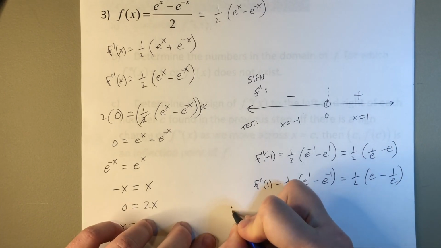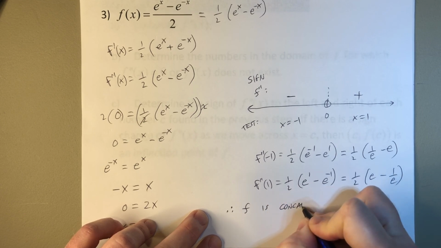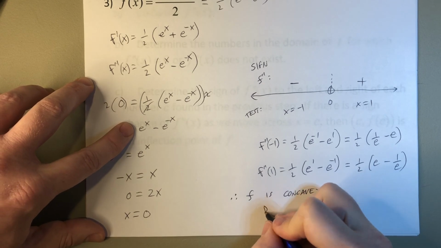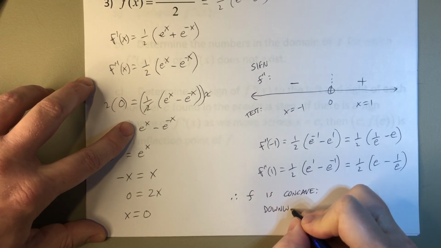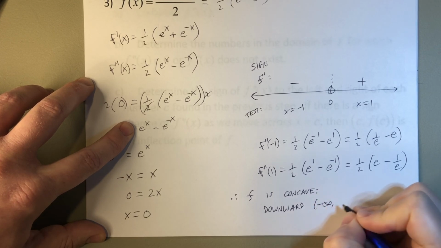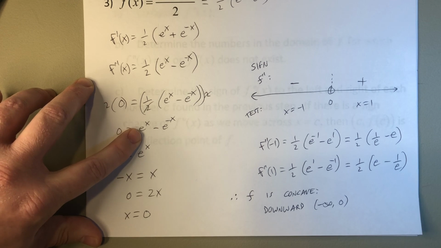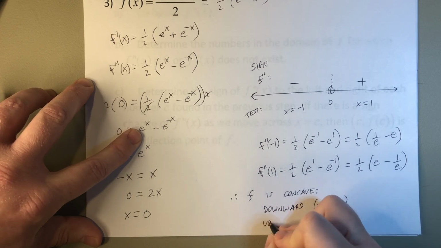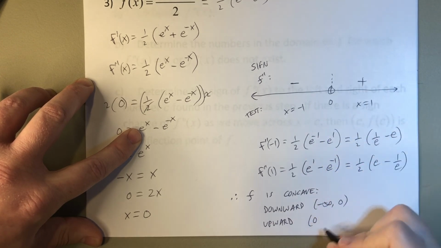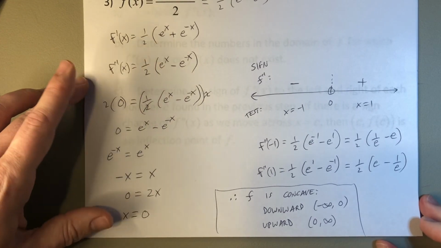Okay, so our conclusion would be this function f is concave downward. Remember, downward is the sad face. Downward where? Negative infinity to 0. And it's going to be upward from 0 to infinity. And that's the work and the conclusion for number 3.